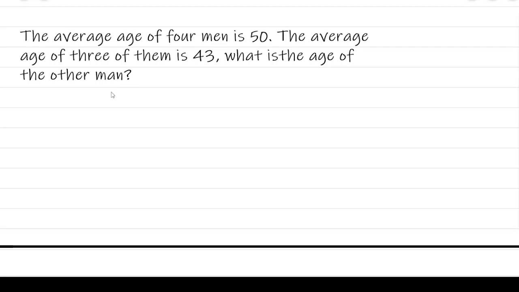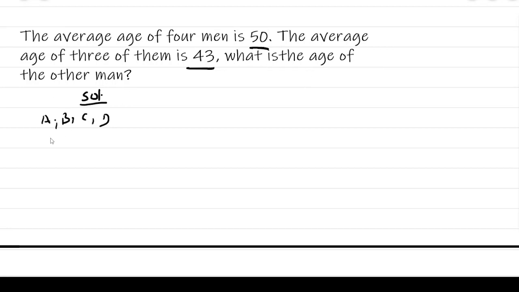Okay, it says that the average age of 4 men is 50. So we have 4 guys. Let's say solution. We have 4 guys, A, B, C, and D, and the average age is 50. But the average age of any 3 of them is 43. So what was the age of the other man?